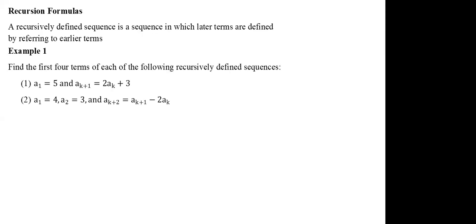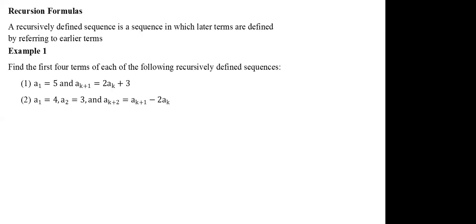I said when you are talking about recursive, you are going to be given a particular term and the general term. You are going to be given a particular sequence. Let's say you are given A1 and a general term that involves A1. Then you need to know the other term before you can get the term. Let's look at the example.